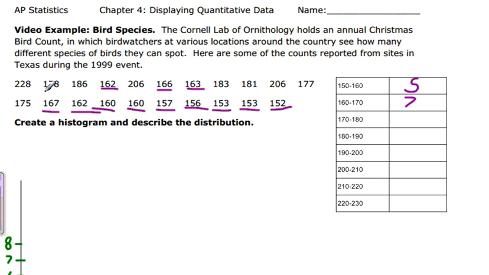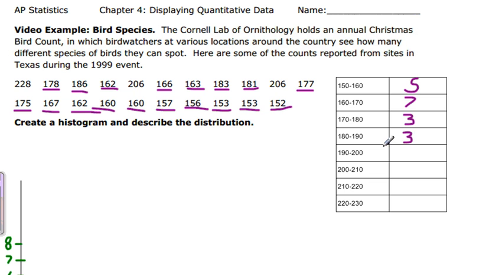So then I go to 170 to 180. So I've got 178, 177, 175. So that's 3. Then I go to 180 to 190. So 186, 183, 181. So that's another 3.